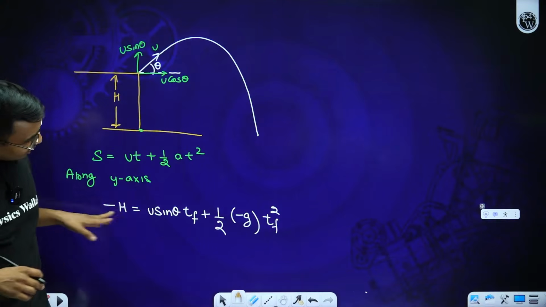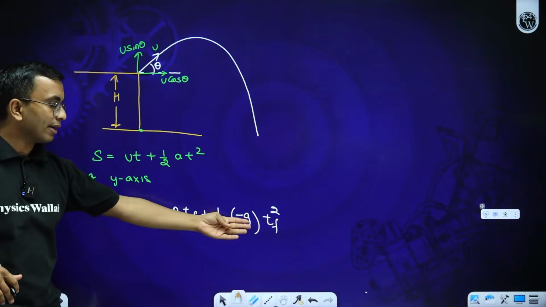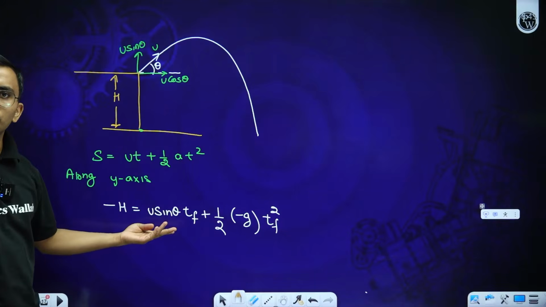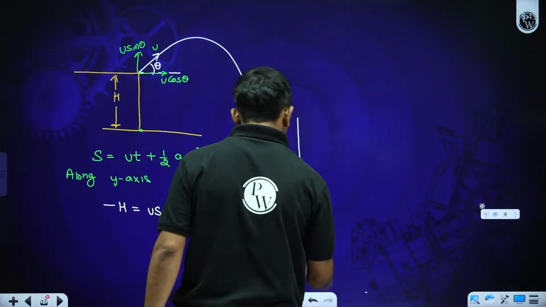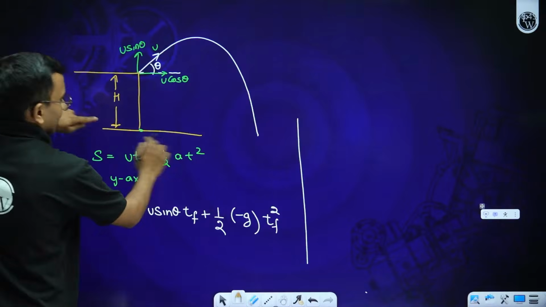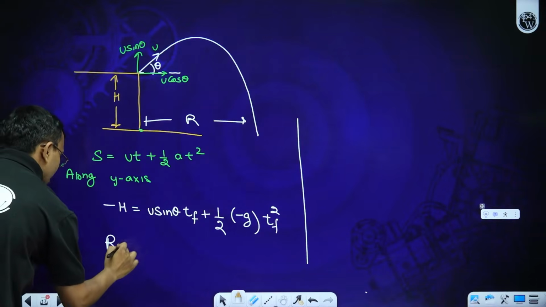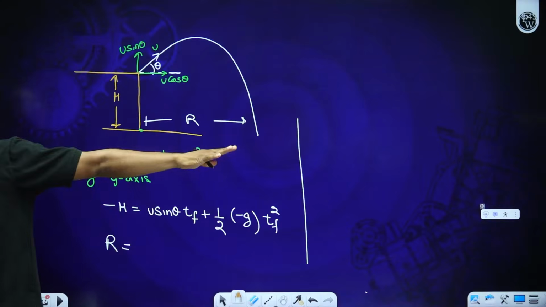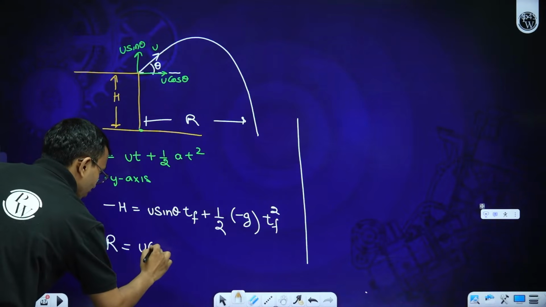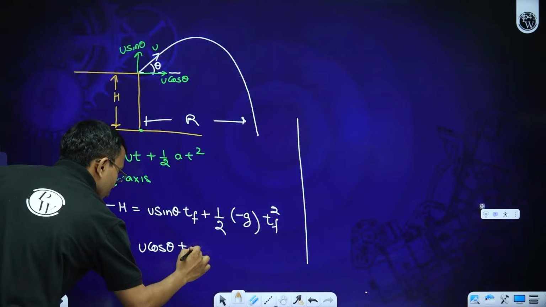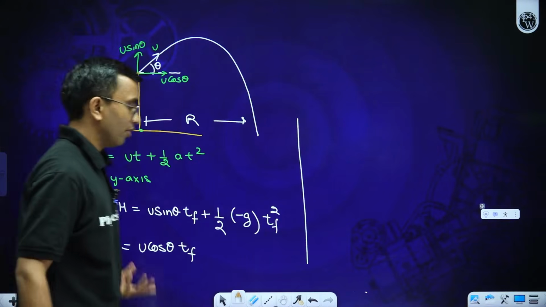So this is how we write the equation. Now here, this is a quadratic equation. We can solve for time of flight in this case easily. And what will be the range? What will be this horizontal range in this case? So horizontal range will be just the time of flight into the horizontal velocity. Horizontal velocity is u cos theta into time of flight, Tf. That's all. I got the range.